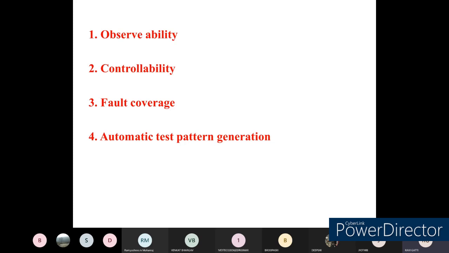The next one we call automatic test pattern generation. What do we mean by automatic test pattern generation? In the IC industry and the circuit designing phase, the designer will implement the functions, that is the Boolean expressions, at the RTL or schematic level. Okay, and then they will mask the layout and test it for different test cases, to see whether it is working fine or not.